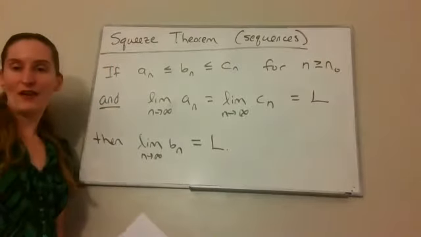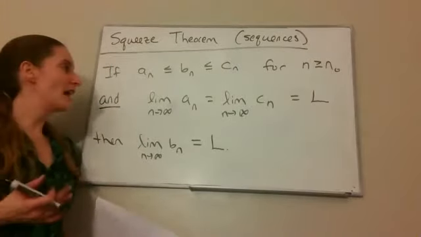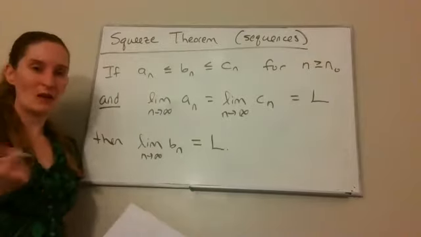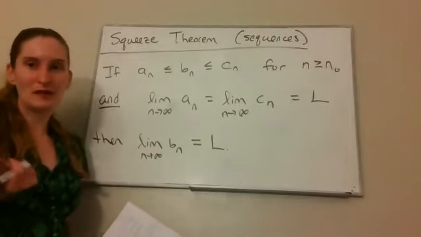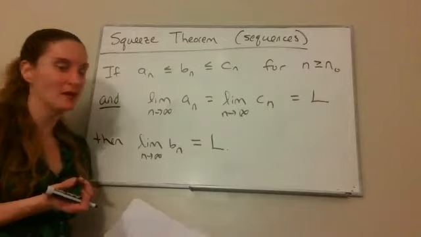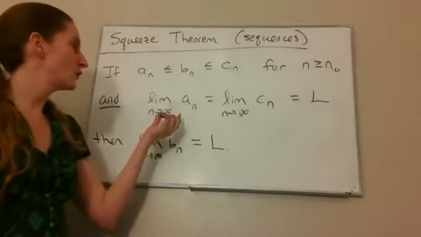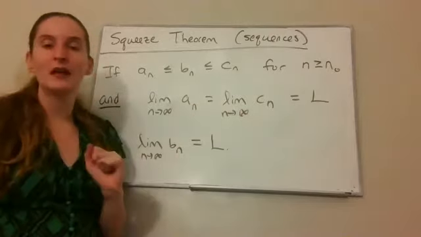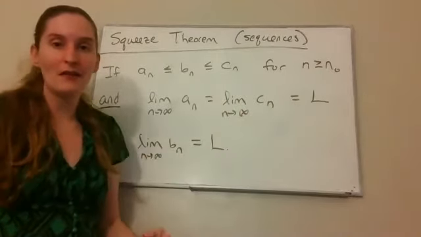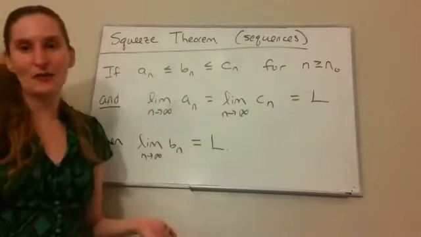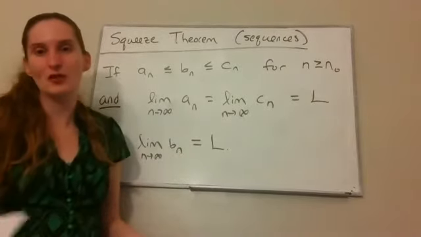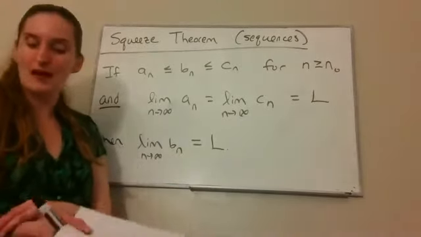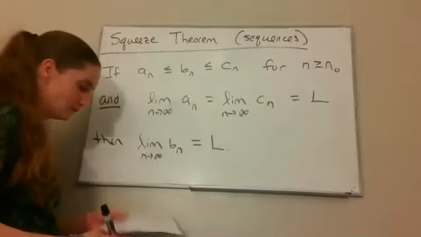So this is saying if I have 3 sequences and they're organized in such a way that one is always the biggest and one is always the smallest and there's one in the middle, then if the two sequences on the outside, the smallest one and the biggest one, converge to the same value L, then the guy in the middle has to converge there as well. He gets squished in between the bigger and the smaller ones, and they all converge to the same value.